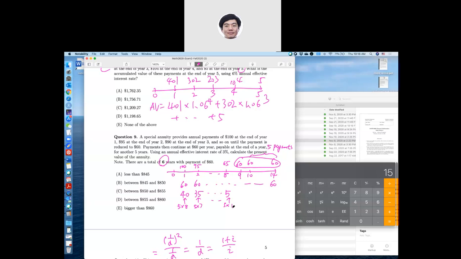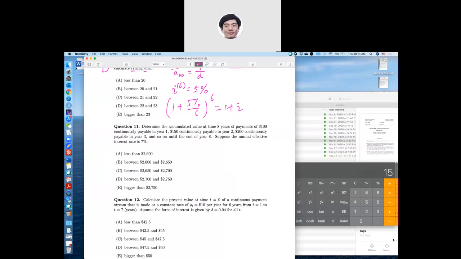So for present value, I have 60 as level payments for 14 years. That is a standard level annuity immediate. And then I have a decreasing annuity that goes from 40 to 5. So let's factor out 5. Then it goes from 8 to 1. So it's a decreasing annuity with 8 years. Okay, then plug in your formula to get the result.